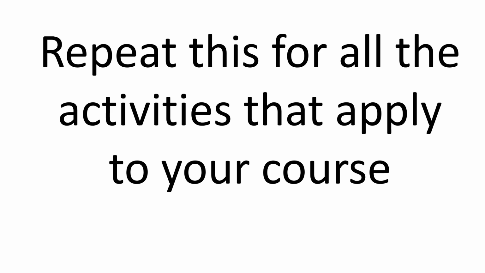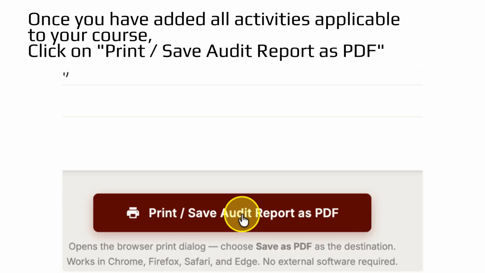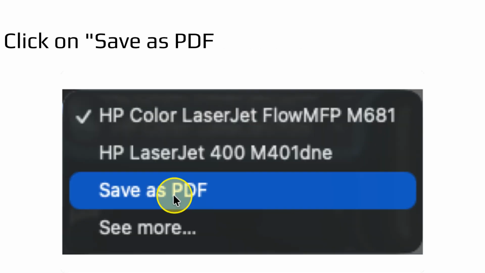Repeat these steps for all activities applicable to your course. Once all activities are added, click on Print/Save Audit Report as PDF. Click on Save as PDF.